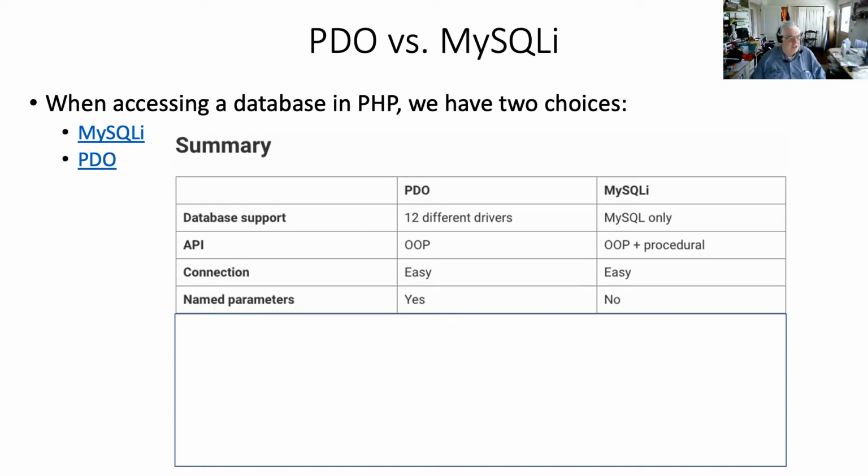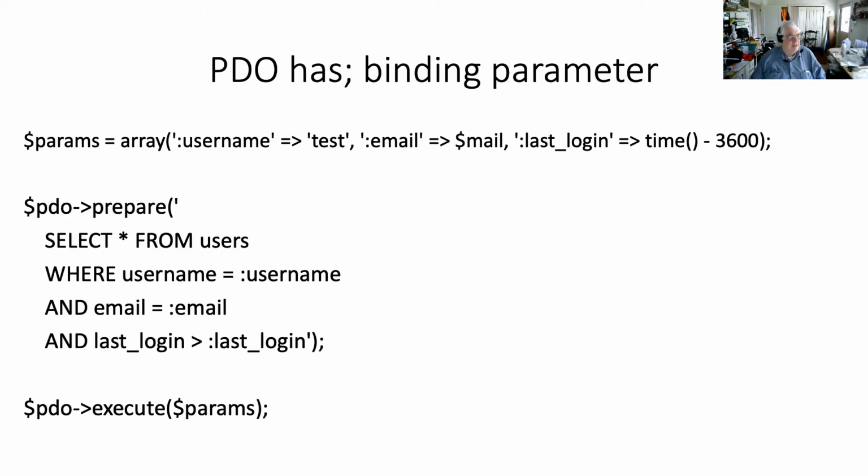Connection, they're both pretty easy to connect. Named parameters, PDO can do it, MySQLi cannot. PDO has a binding parameter where you have params equals array and you give a variable type and the data for that variable, and a variable type and the name for that, and the variable type and the name for that. So you do a PDO prepare, select from users, and notice that they're using these data types that they were getting passed in, and then you execute it.